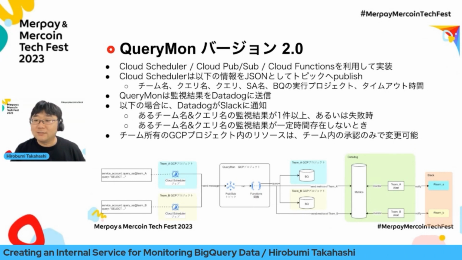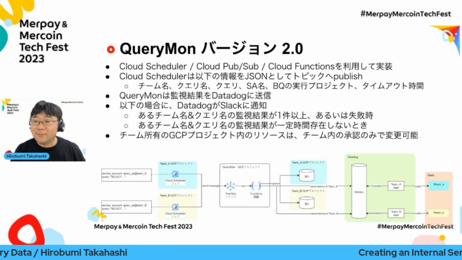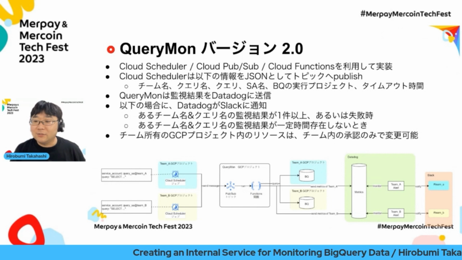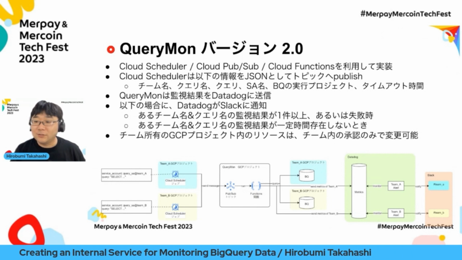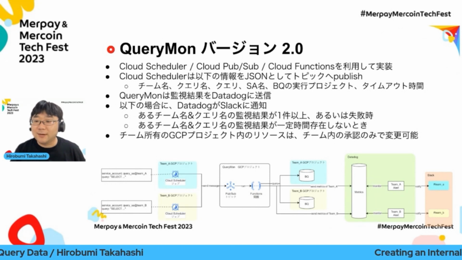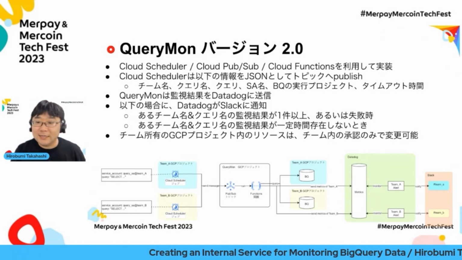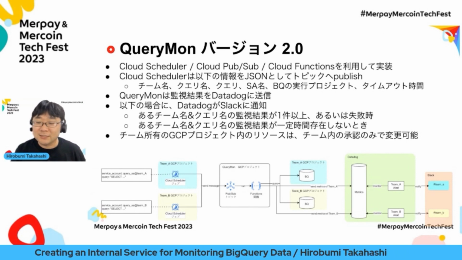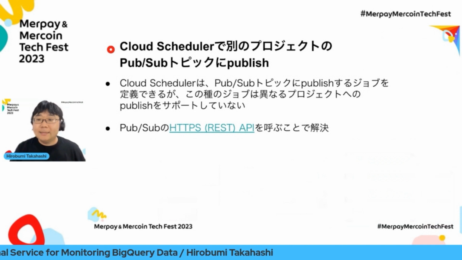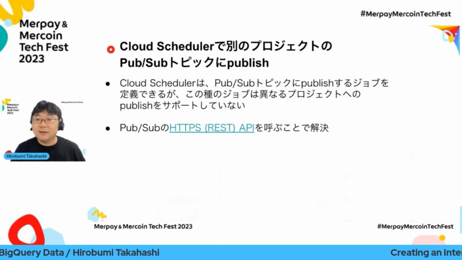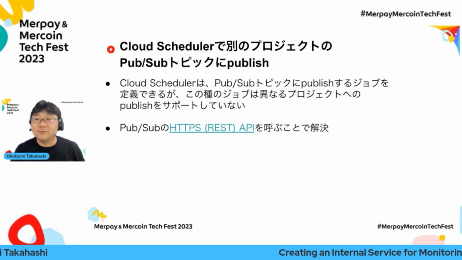PubSub has a Cloud Function that is triggered by that PubSub topic. This function impersonates the service account that is included in the published message, and executes the query. The execution result of the query is sent to Datadog as a metric. If the query result is more than one row, or if it fails, or if the monitoring result doesn't exist for a certain time, Datadog will send a message to Slack.